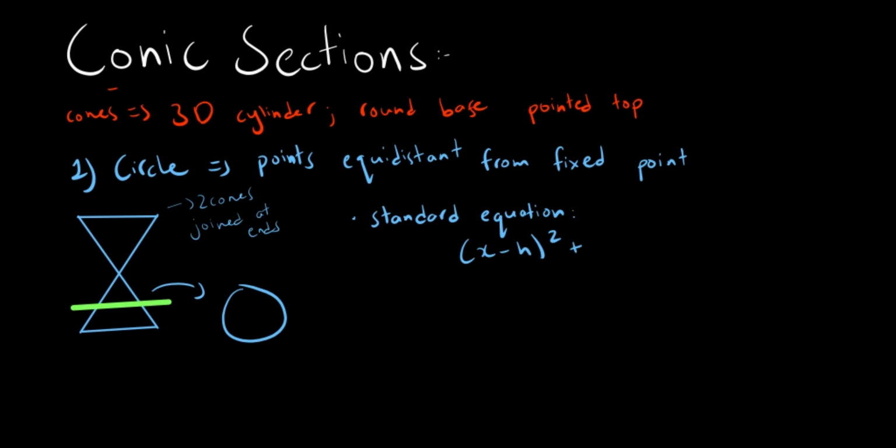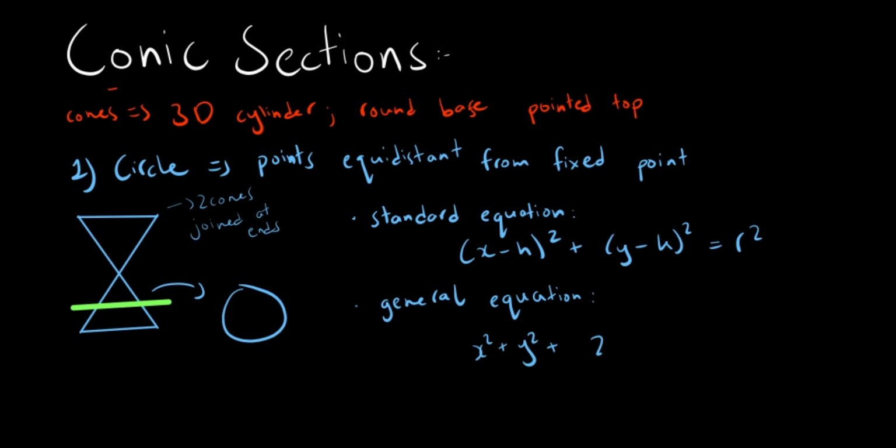It is (x minus h) whole squared plus (y minus k) whole squared equals r squared. Here r is the radius of the circle, and the x and y in our case are just normal variables that we don't have to put a value for, and h and k will tell us how far away the circle is from the origin. Now the general equation for this is x squared plus y squared plus 2gx plus 2fy plus c equals 0.